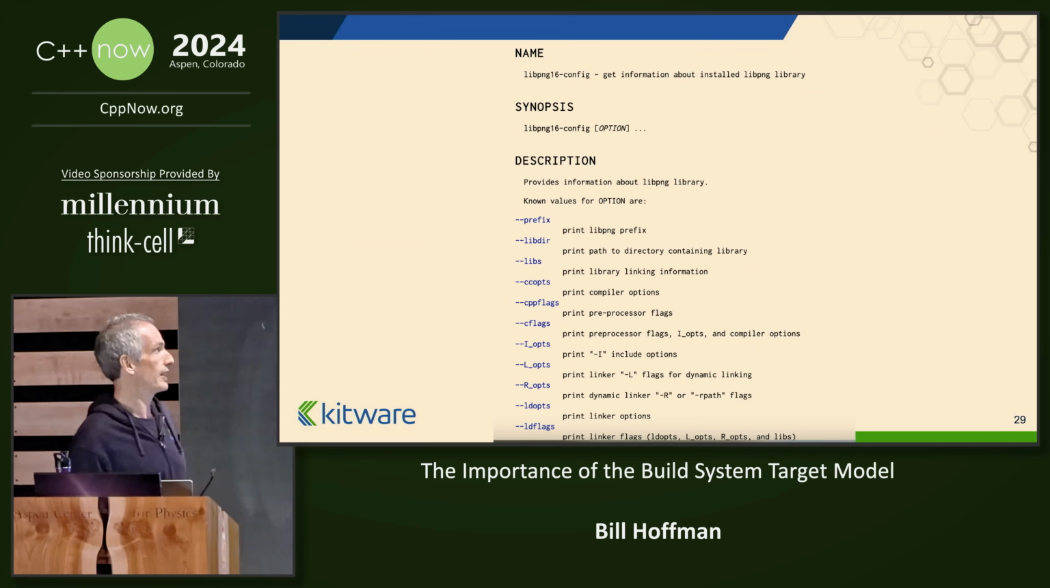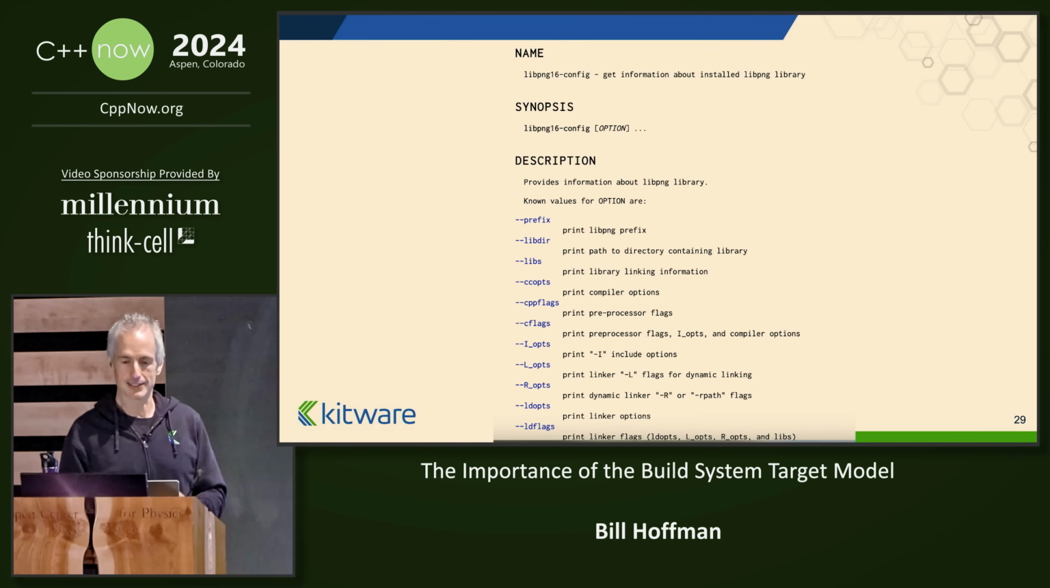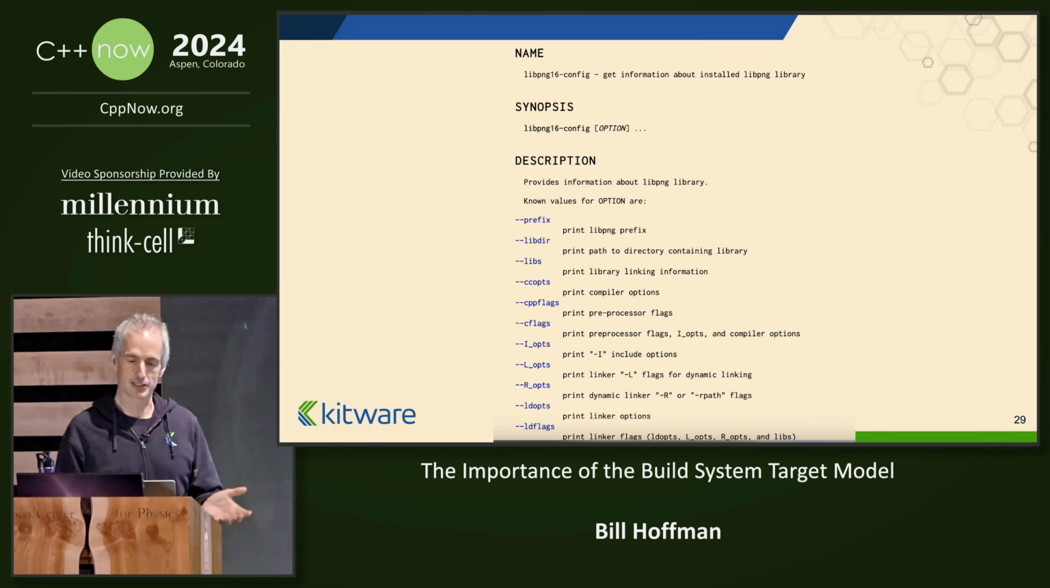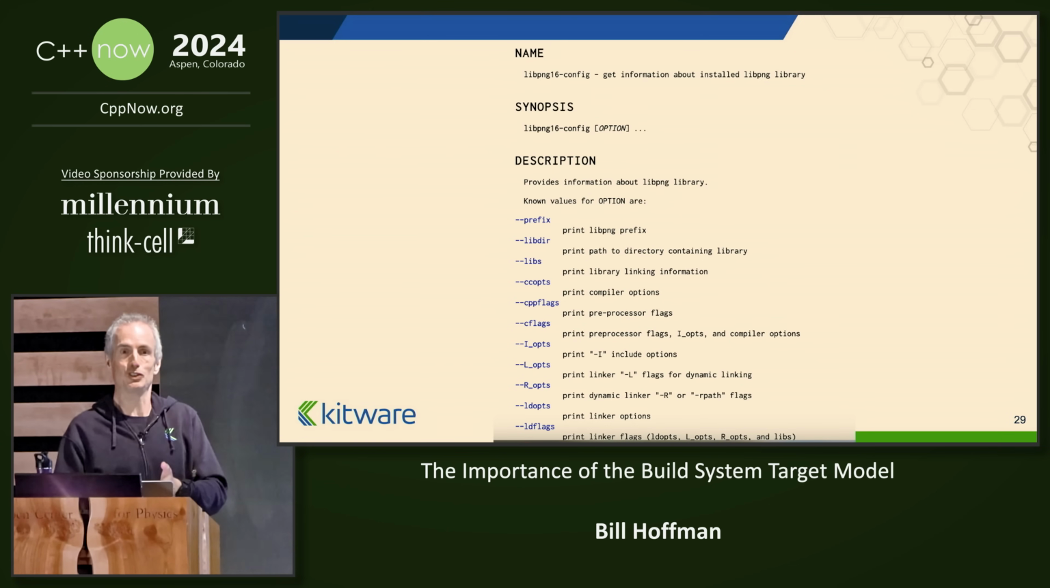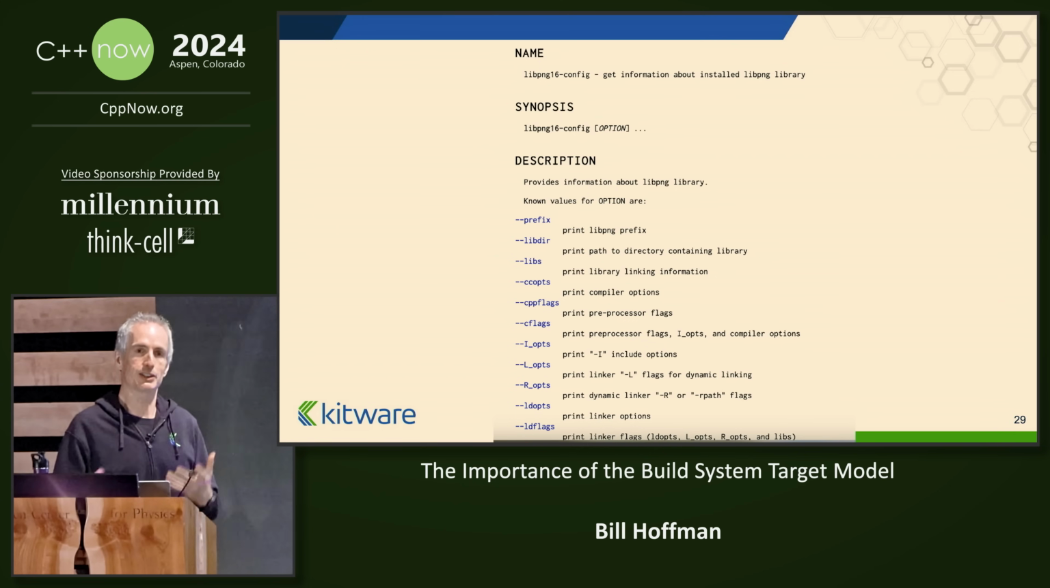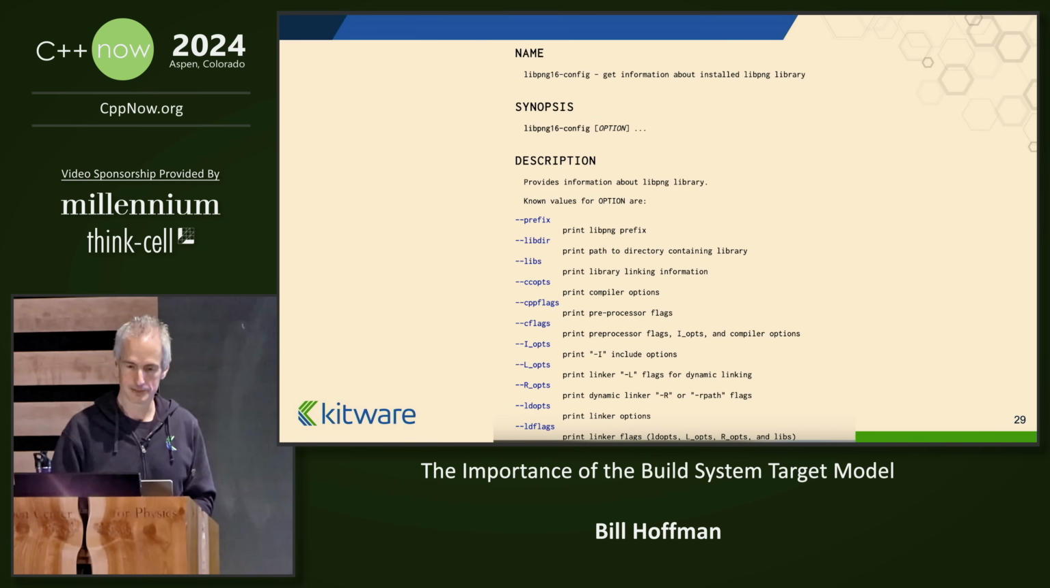Another tool that did this, libpng, had their own config. And you can see it spits out things like the library prefix, install dir. So this is all the information that you need, right? This is how to consume this library. The library took it upon itself to create a tool to do that communication.